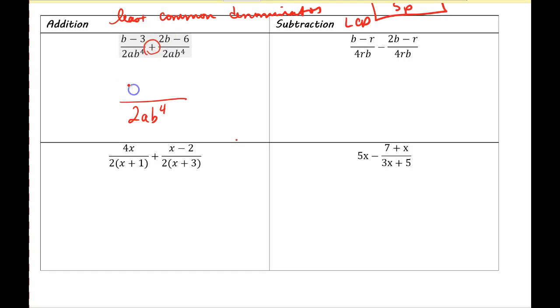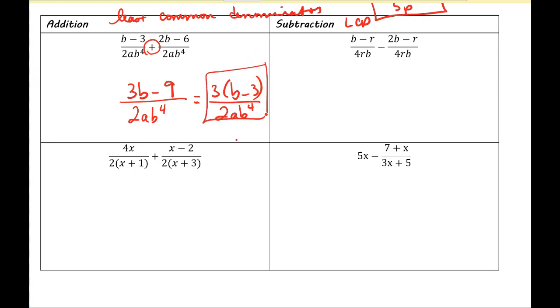B plus 2b is 3b. A negative 3 plus a negative 6 is a negative 9. So that would be my final answer. If you want to factor it, you can, but factoring doesn't really help you unless something cancels. But if we look at the top and the bottom, nothing's going to cancel. So that is my final answer, okay?